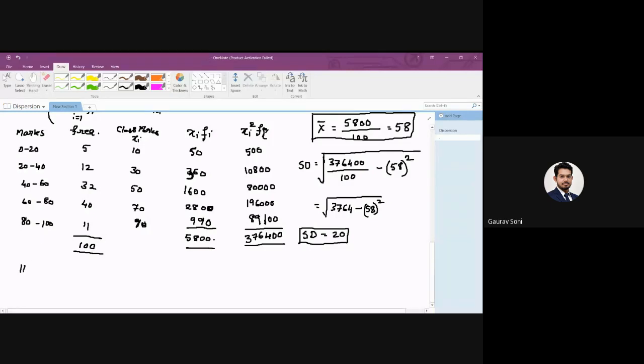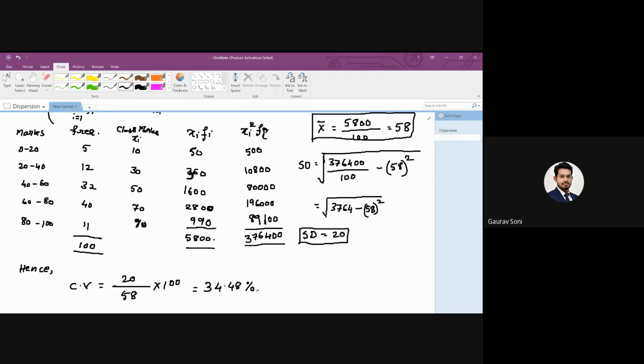Hence, coefficient of variation is equal to sigma, which is 20, upon x bar, which is 58, into 100. So that is 34.48%. So this is with what we call the direct method.